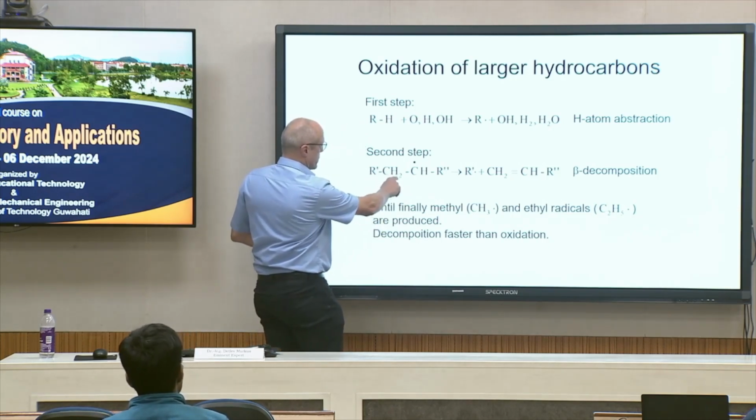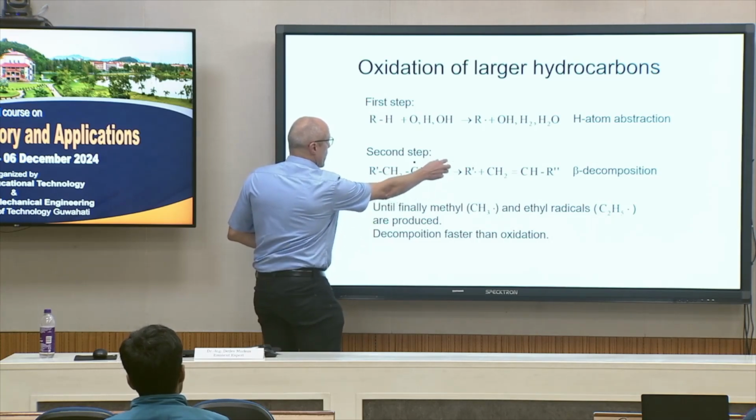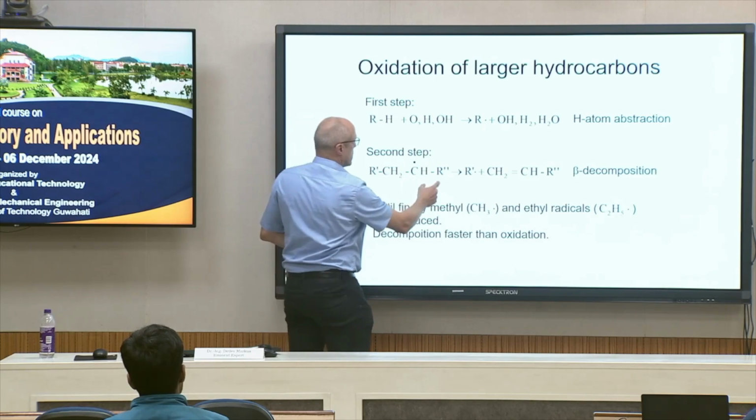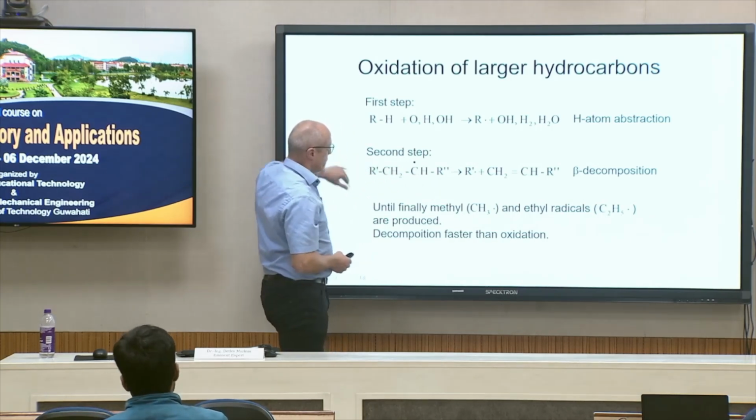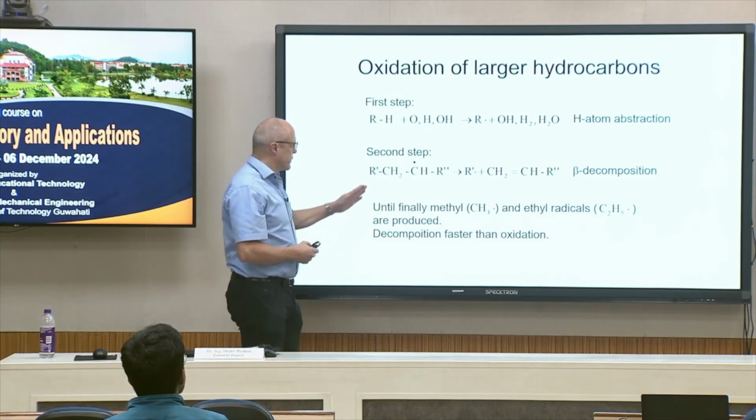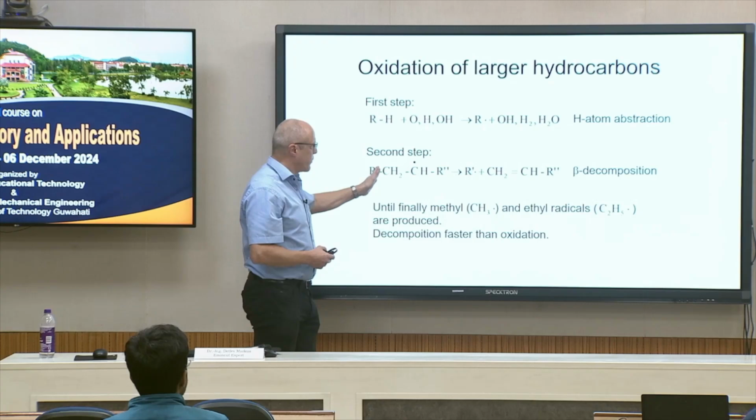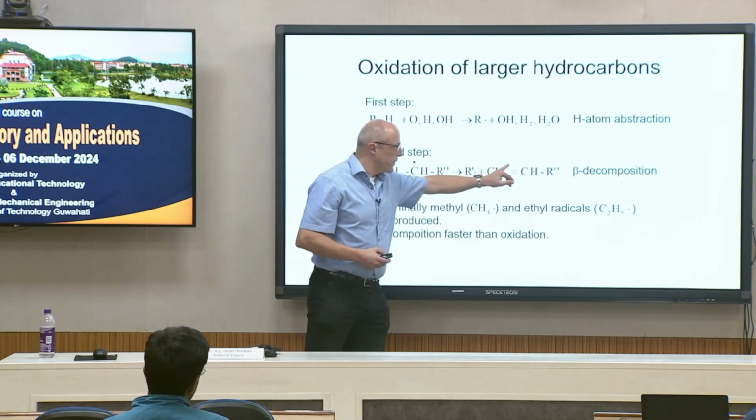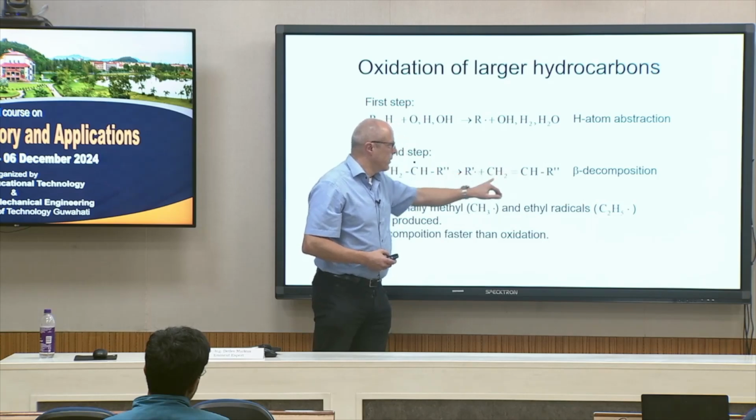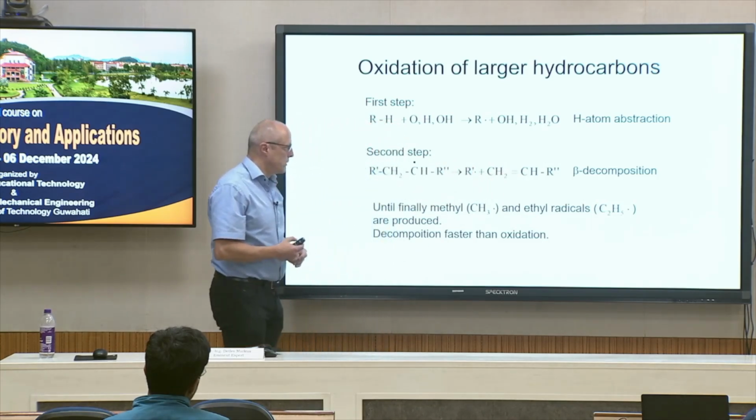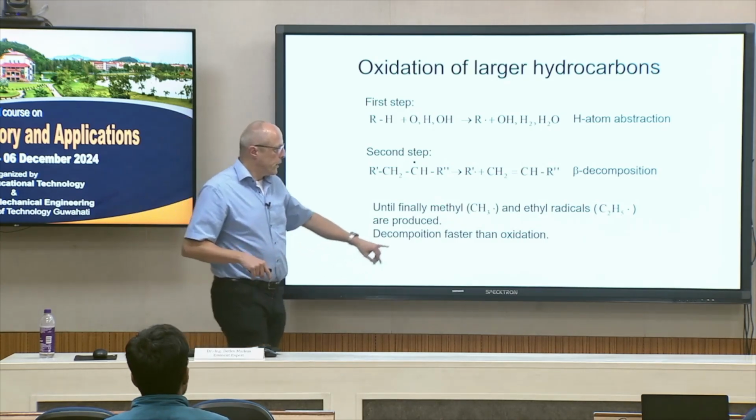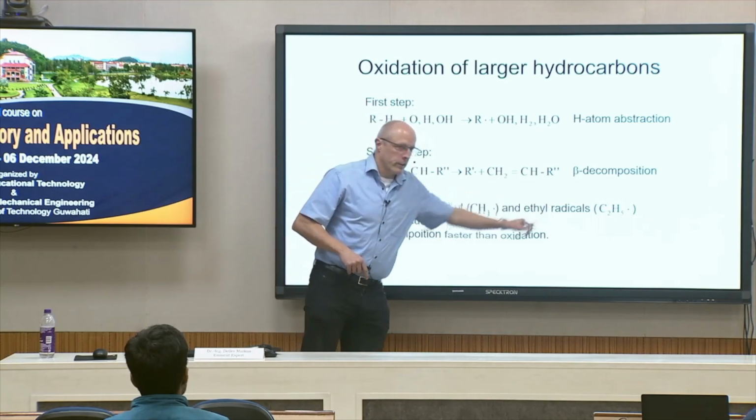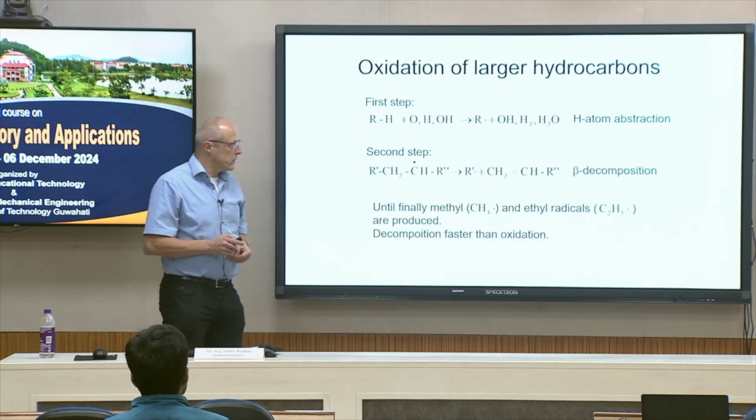So we have an organic rest here, this R, and here we have the radical position, and it decomposes in a way that this radical here in beta position is split up from the original molecule. So we have this alkene, and we have the remaining radical. And this goes down finally until we have methyl CH3 radicals and ethyl radicals, C2H5 radicals.